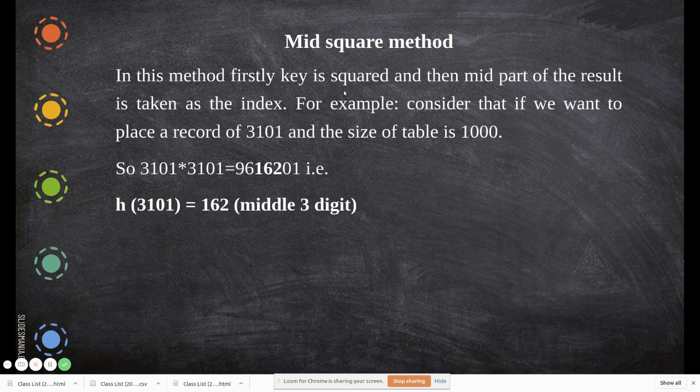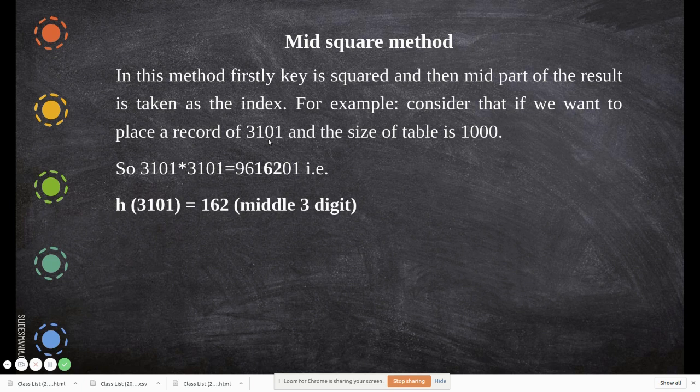In the mid square method, firstly the key is squared and then the middle part of the result is taken as the index. For example, suppose we want to place a record of 3101 and the size of the table is 1000. The key is 3101, which means we would have to allocate an array of up to 3200. Suppose 4000 is the next key. Do we have to allocate 4000 spaces? No. The size of the table is only 1000, and in that we are going to accommodate this.